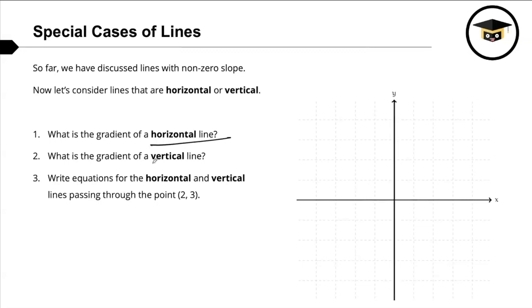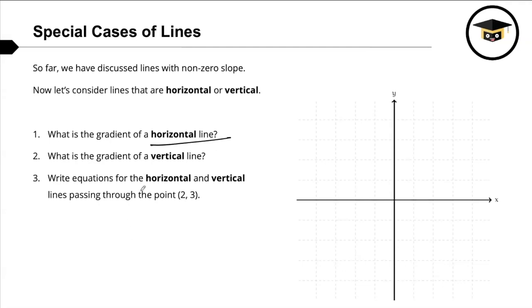What is the gradient of a vertical line? Well, we already discovered that as well. It's undefined because our gradient is defined as rise over run. And so for a vertical line, it doesn't actually have a run. So we would have a denominator of 0, and obviously you can't divide by 0. So that would be an undefined gradient.